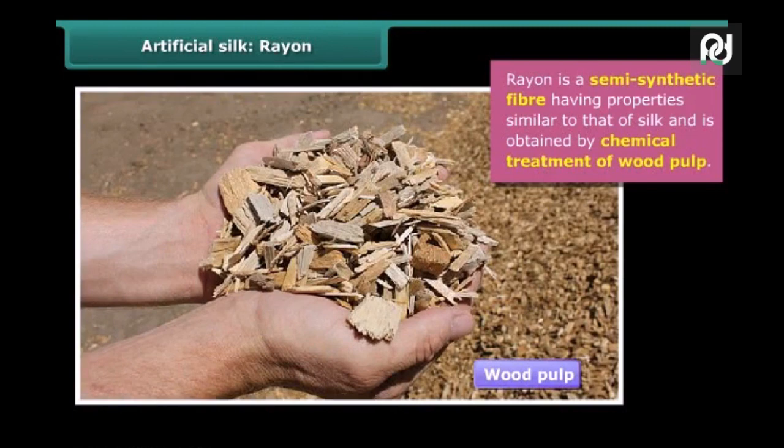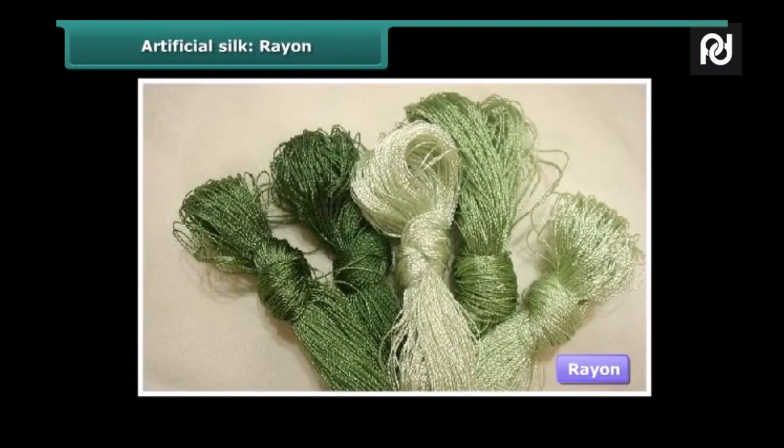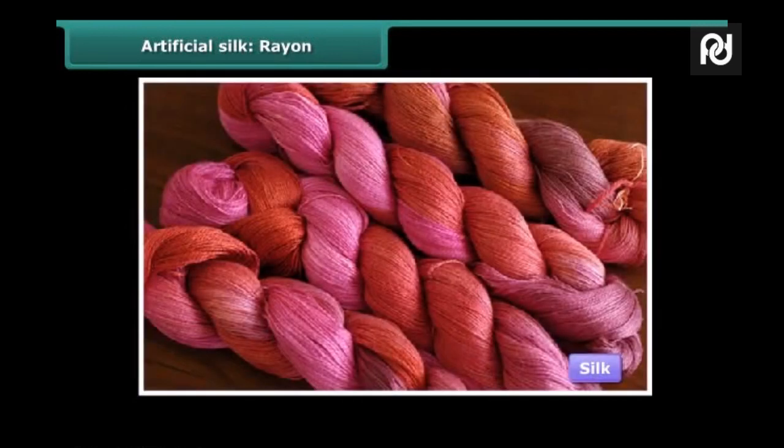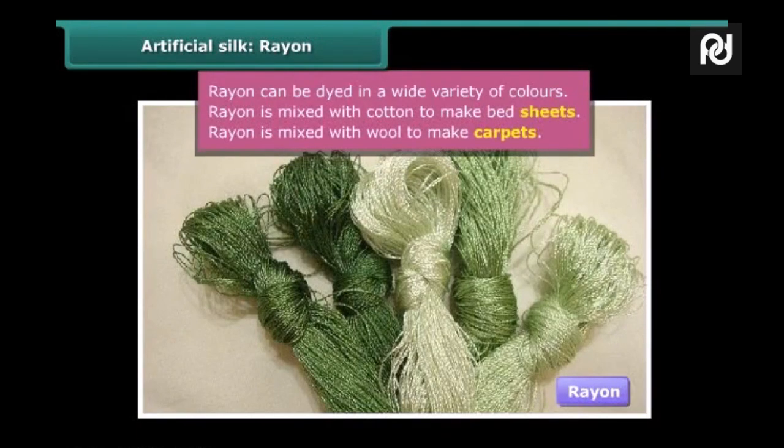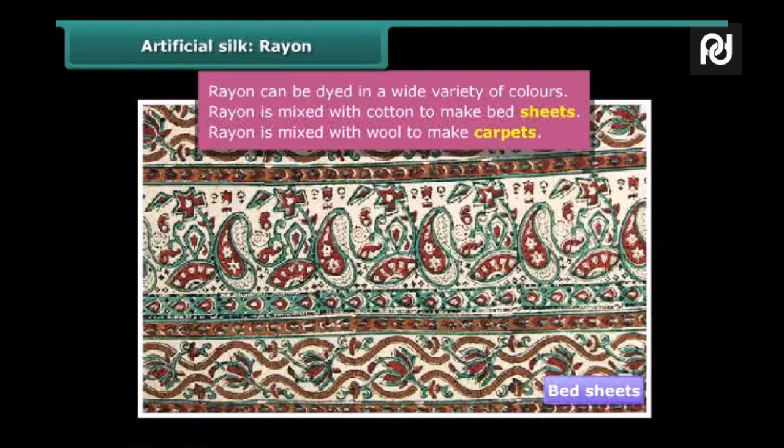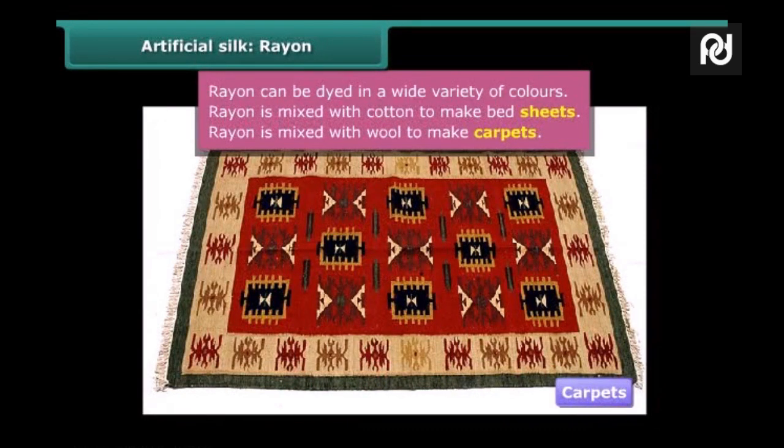Now since it is man-made as well as wood pulp is used, it is known as semi-synthetic fiber. It looks exactly like silk. Rayon can be dyed in a variety of colors. Rayon is mixed with cotton to make bed sheets, and it is mixed with wool to make carpets.